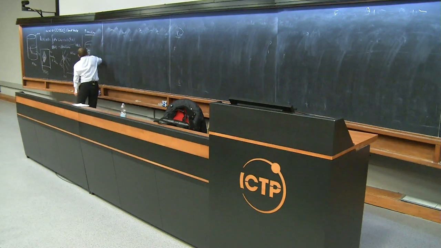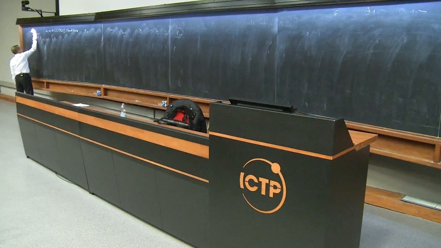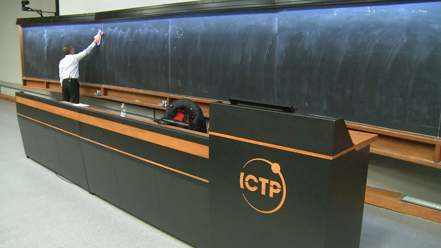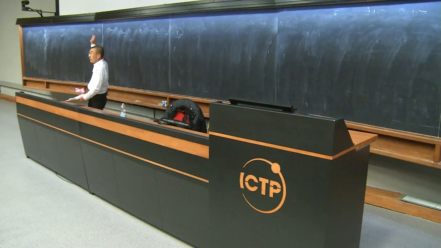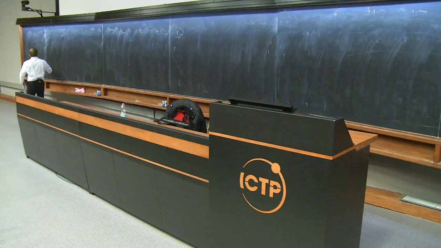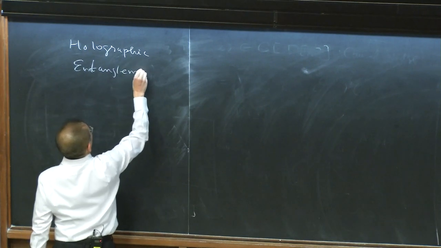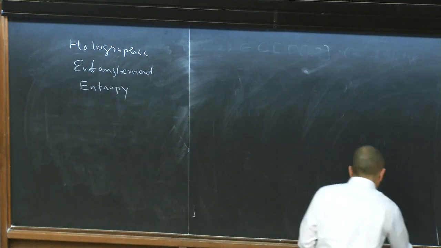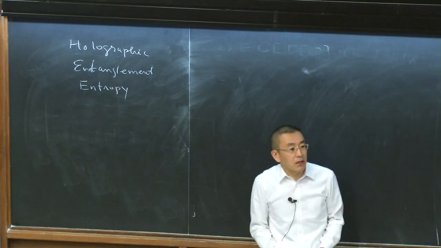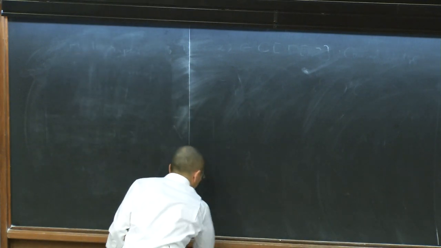So I'm going to tell you about one way to quantify the entanglement property of holographic states, states that belong to this code subspace, in terms of holographic entanglement entropy. But before I get into this subject, let me motivate that by discussing entanglement of a particular type of states, in particular the eternal black hole in AdS.